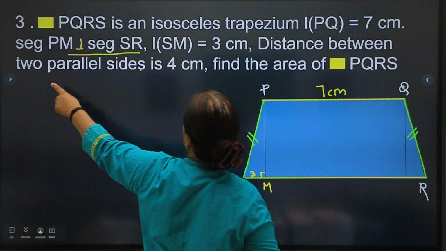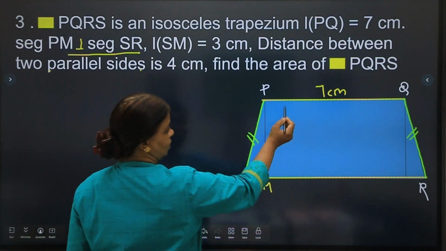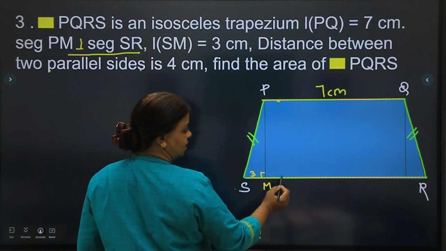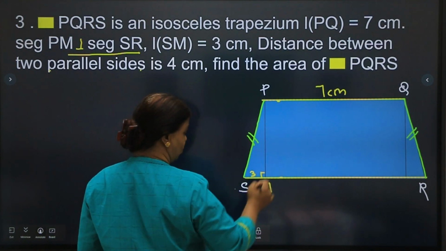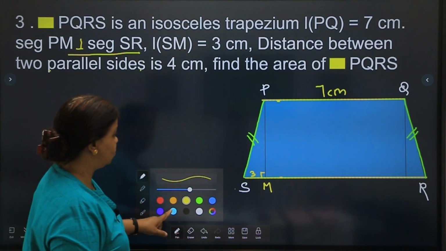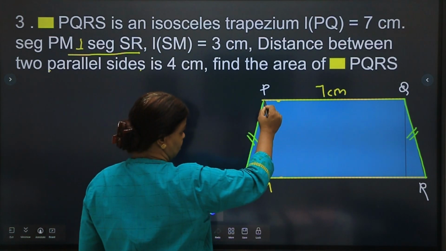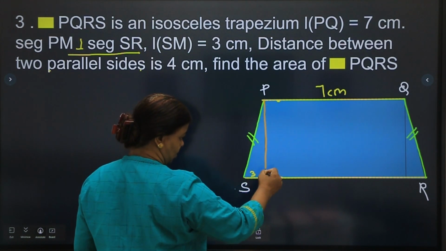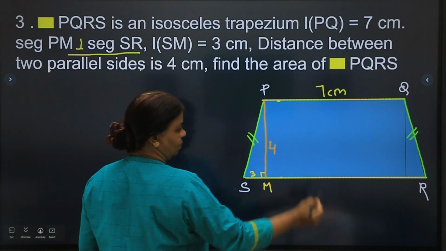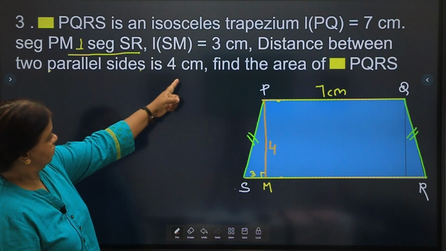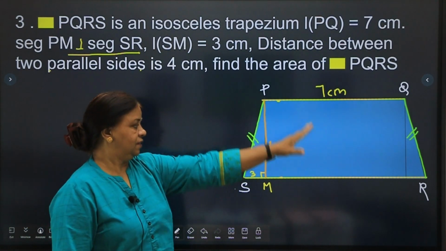Distance between the two parallel sides is 4. This is the parallel side and this is the parallel side. Distance between them is 4. So which line is going to be 4? This one will be 4. Okay. Find the area of the PQRS.